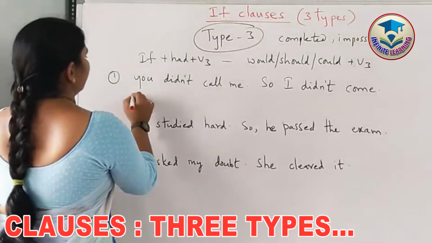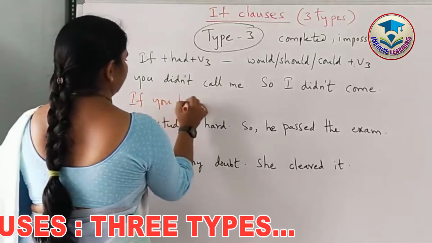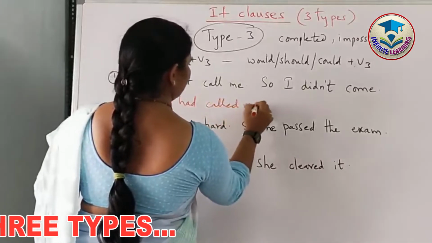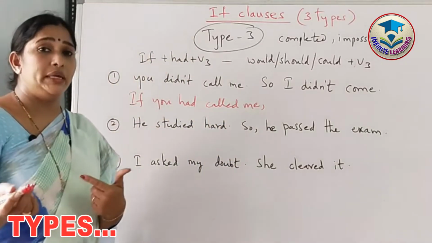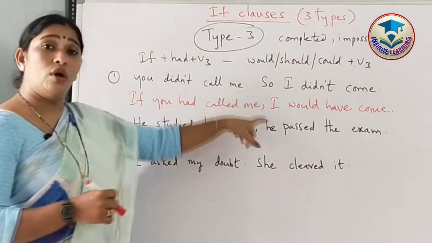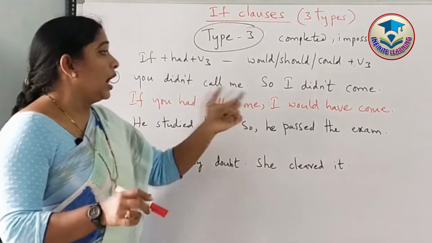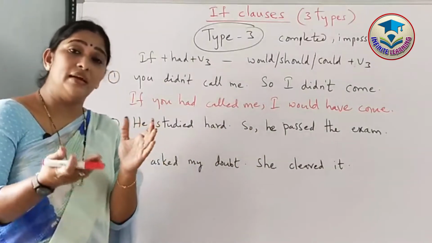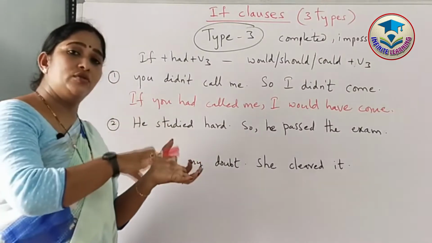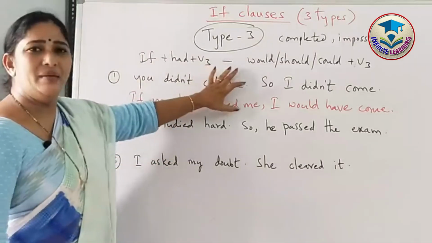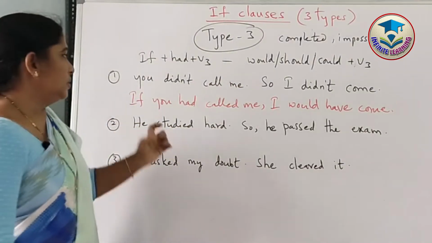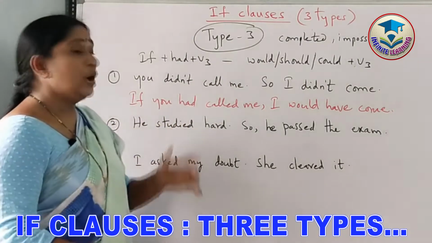So, if you had called me, I would have come. You didn't call me, so I didn't come. If you had called me, I would have come. Both the sentences are things that had happened earlier in the past. We are talking just about if it had happened, so that would have happened. So it is highly impossible. If you had called me, I would have come.